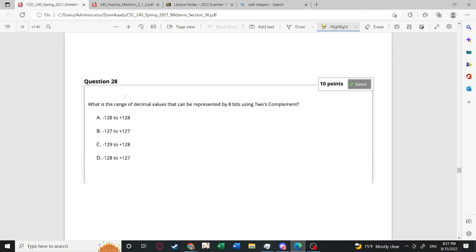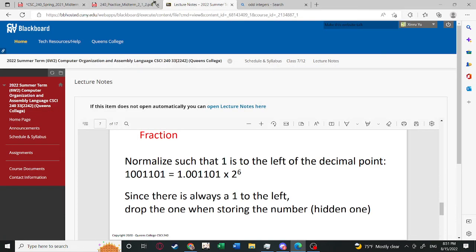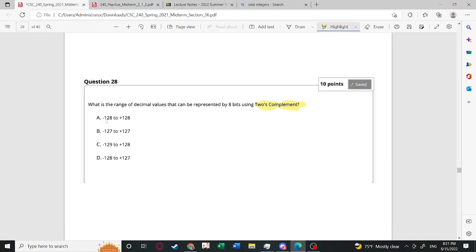What is the range of values that can be represented by 8 bits using 2's complement? So remember, this is 2's complement, which makes it different from the first question. So you have one representation of 0, right? So you're not eliminating the other representation of 0. So your answer will be D, because you're only minusing one from this part, from one part.